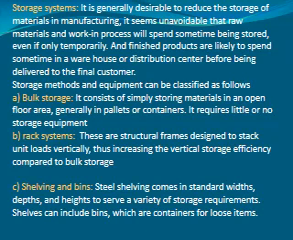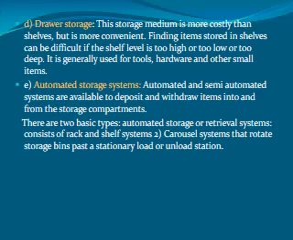So, storage system. Before going to manufacturing, a material needs some storage system. In between, some storage system is needed. After completion, some storage system is needed. So different types of storage systems are available: bulk storage, rack systems, shelves and bins, drawer storage, and automated storage systems.